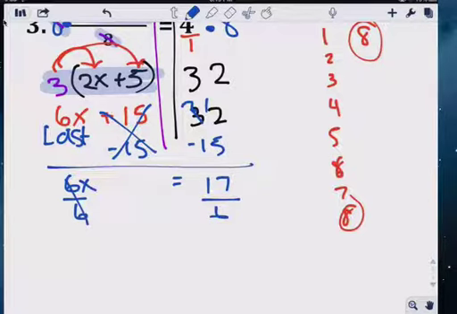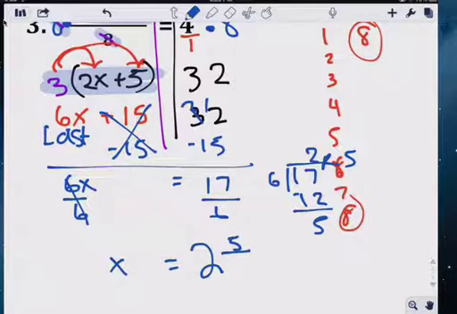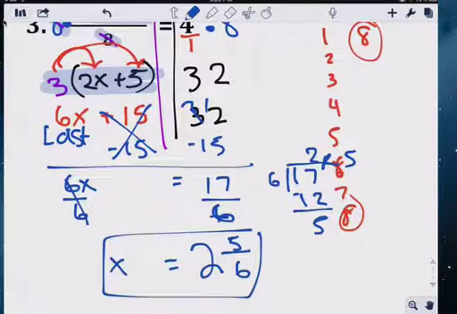Once in a while we multiply when we see divide. Now 17 divided by 6 is 2 times. 3 times is 18, it's too big. So it's 12 remainder 5. So 2 remainder 5. Your answer is 2 and 5 over this denominator 6. That's your answer.